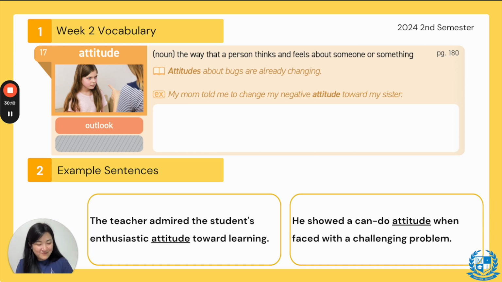I love it. Next line, it says, he showed a can-do attitude when faced with a challenging problem. So this can-do attitude means, yes, I can do it. They don't give up. So even though they had a challenging problem, they didn't give up and worked hard.